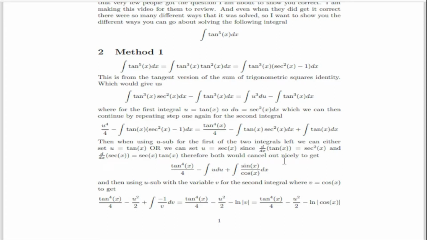And then plus, we separated tan of x dx into sine of x over cosine of x all dx. So then using u sub with the variable v for the second integral, where v equals cosine x, we get the following. Tan to the fourth of x over 4 minus u squared over 2 plus the integral of negative 1 over v dv, which then we can just keep those two terms, but then this integral goes to minus ln of v. You can plug in v equals cosine of x to get this. Keeping the same two terms then is minus ln cosine of x.